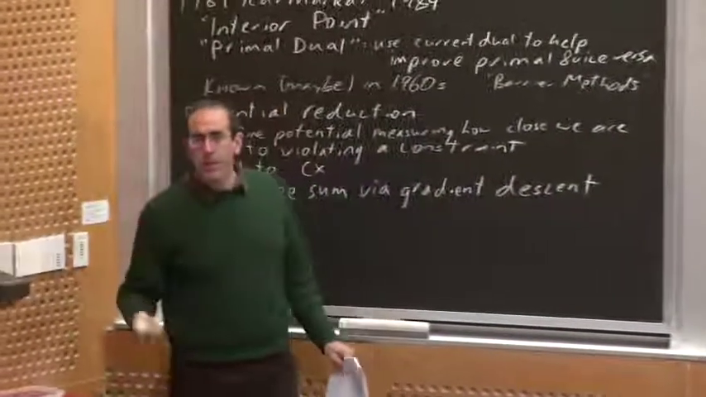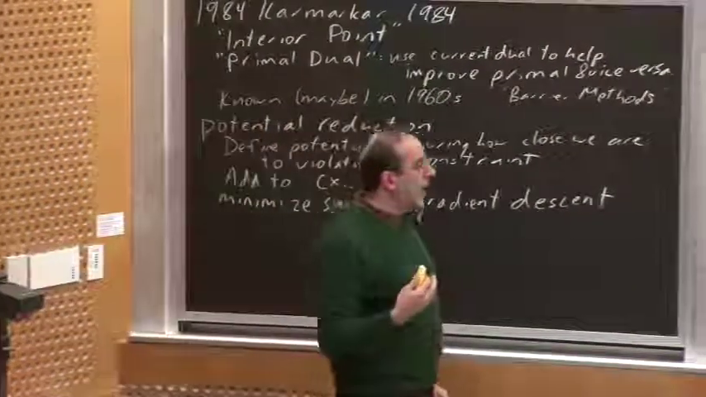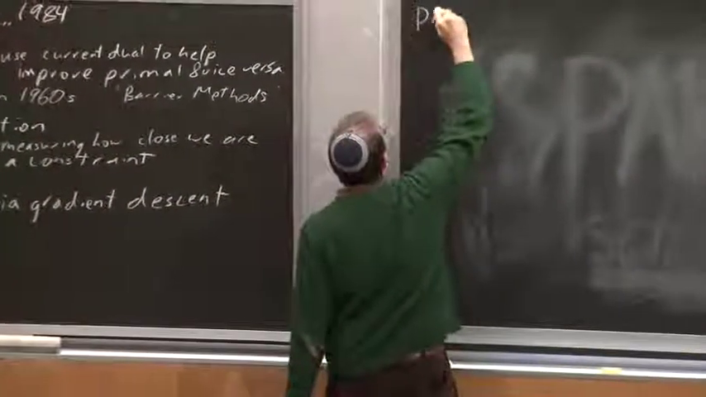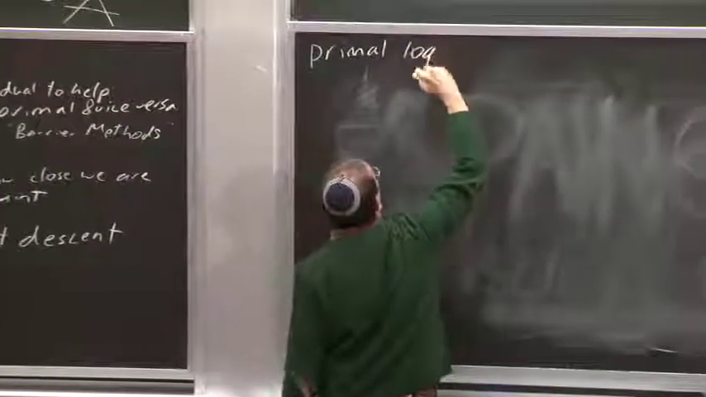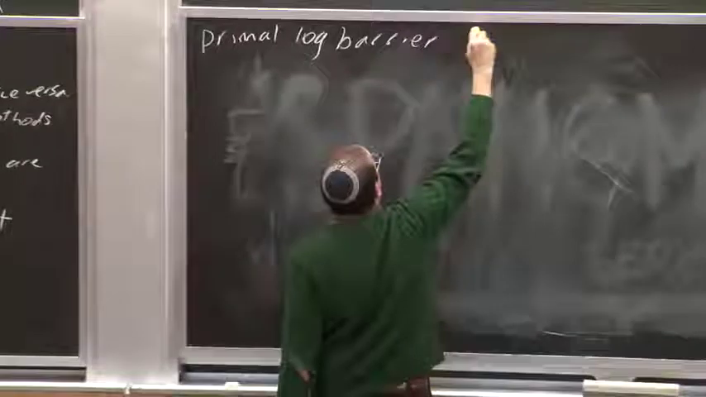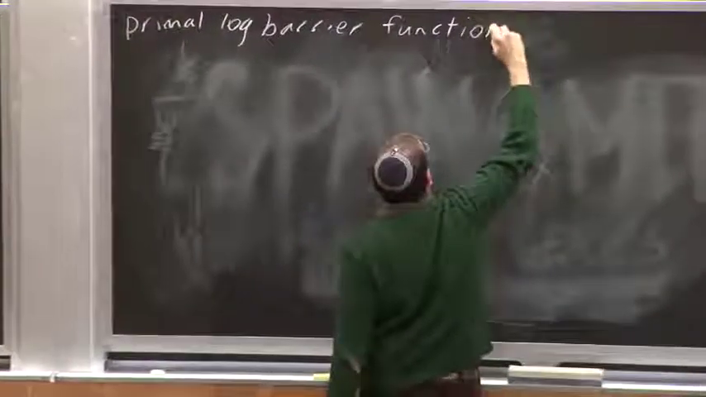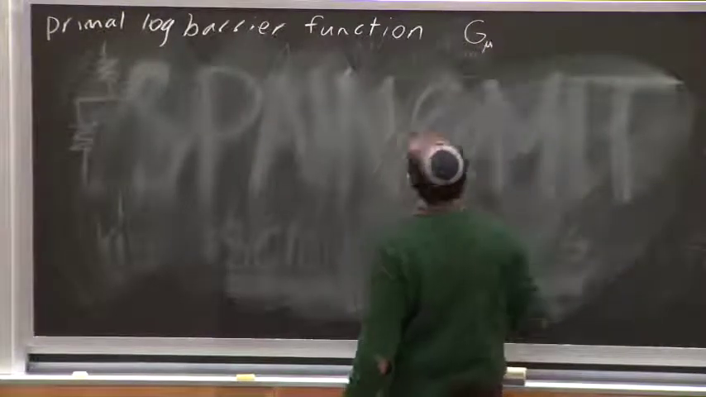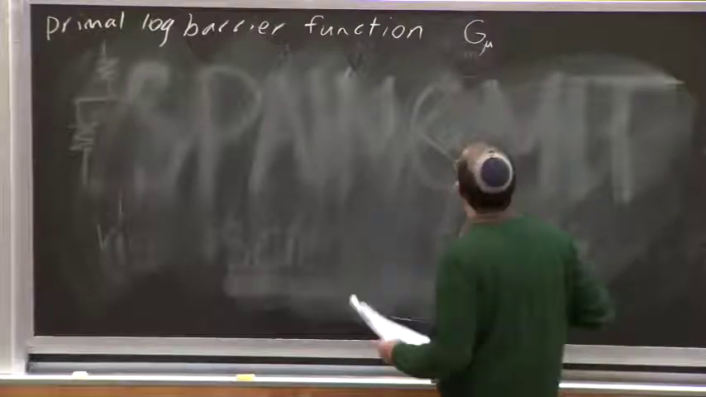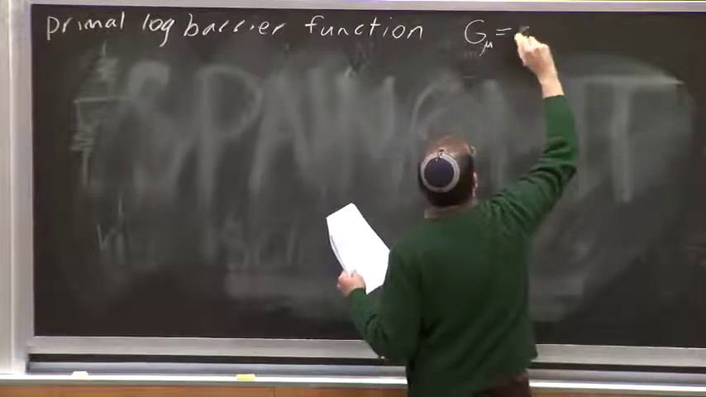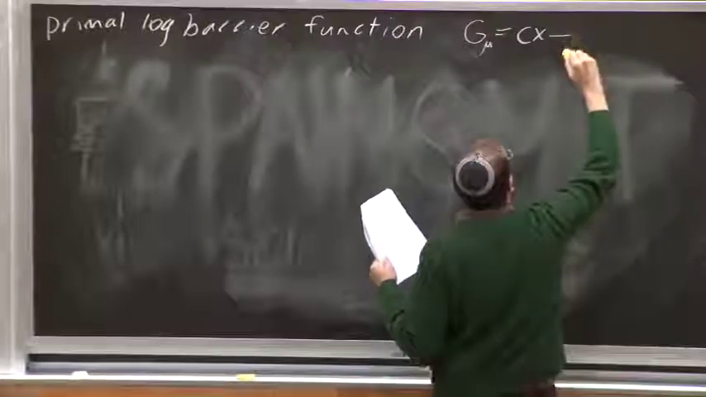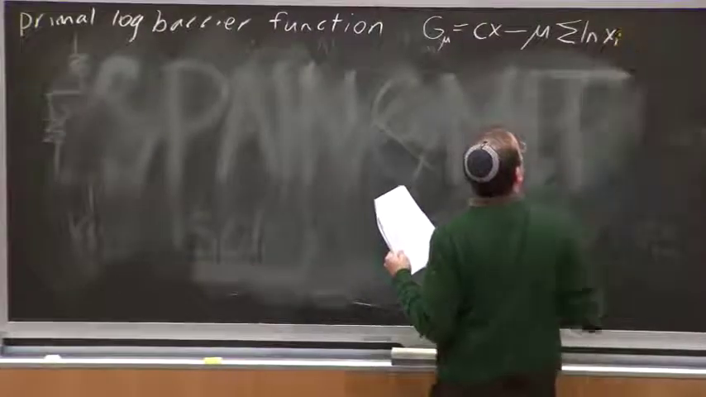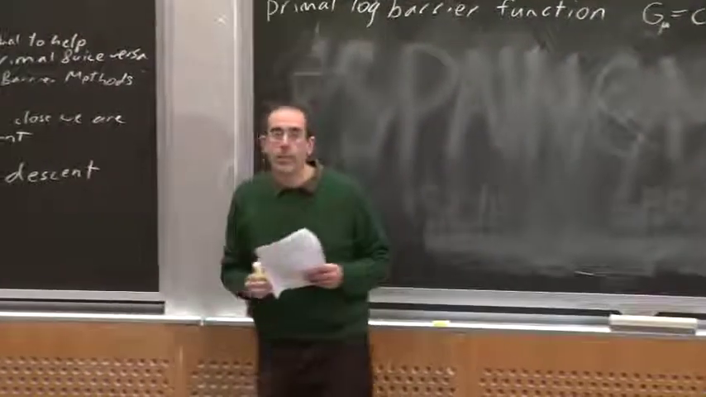So there are many different potential functions that have been used for many different algorithms. The particular one that we're going to use is called the primal log barrier function, G. And it's going to use a sort of a power parameter mu, for the reason that we just discussed, which is equal to the objective function minus mu times the sum of the logs of all of the variables. Okay.